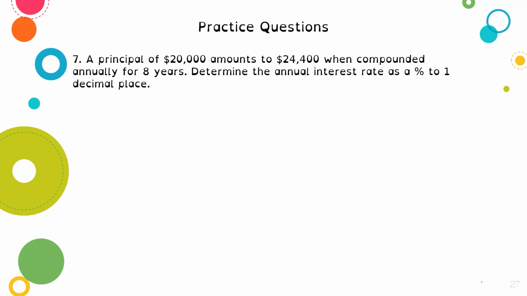All right, number 7: a principal of $20,000 amounts to $24,400 when compounded annually for 8 years. Determine the annual interest rate as a percent to 1 decimal place. So again, we're compounding. So A equals P times (1 plus R over N) to the NT. With time, you get the practice goes over and over again. It helps. So A equals, P equals, R equals, T equals, N equals.